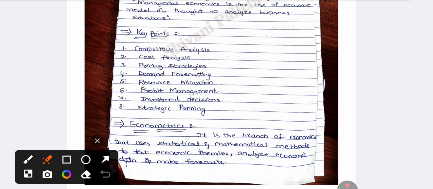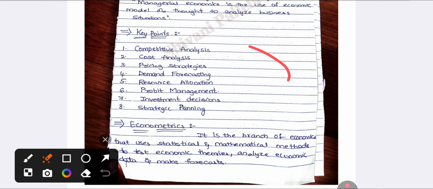First one, competitive analysis. It will give the competition analysis between one company and another company. It will have the cost analysis also. It will do all the expense analysis, where it is going. And pricing strategies also will be useful. Demand forecasting is nothing but the future demand for your product, like a prediction. Next, resource allocation, profit management. Yes, these are what you have. Okay, any 5 to 6 points if you write in the examination, it will be enough.